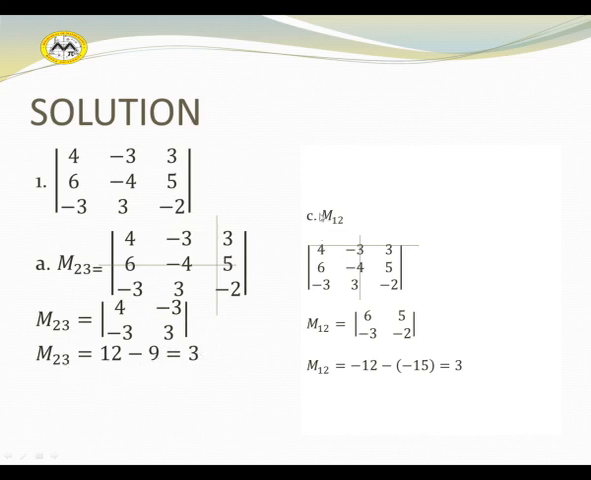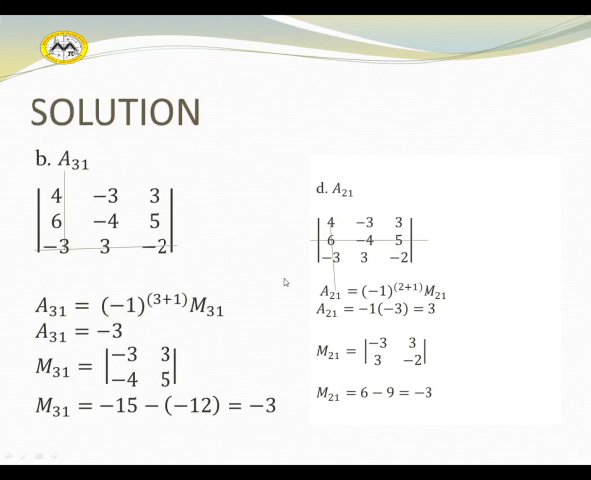Similarly, what is the minor of the element at first row and second column? The same thing, we delete the first row and the second column, and the remaining elements will be the determinant. We can consider the elements 6, negative 3 as the first column, and 5, negative 2 as the second column. Then we evaluate the determinant. 6 times negative 2, that will be negative 12, minus the diagonal upward, negative 3 times 5, that will be negative 15. So we have negative 12 plus 15, and that will be equal to 3.